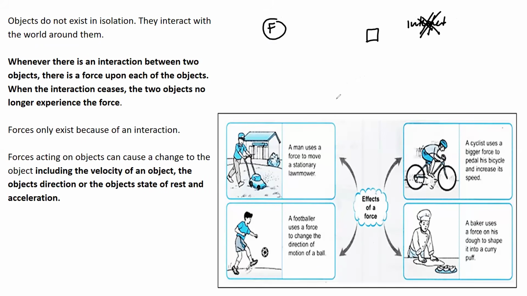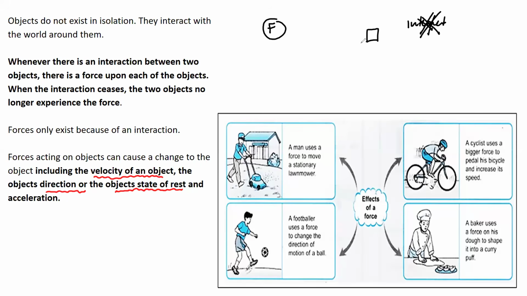It is important, as we start this topic, to understand the effect of a force on objects. What can a force do? A force can increase or decrease the velocity of an object, so a force can change the velocity of an object. A force can also change the direction of an object. It's also possible that a force can change the state of rest of an object.